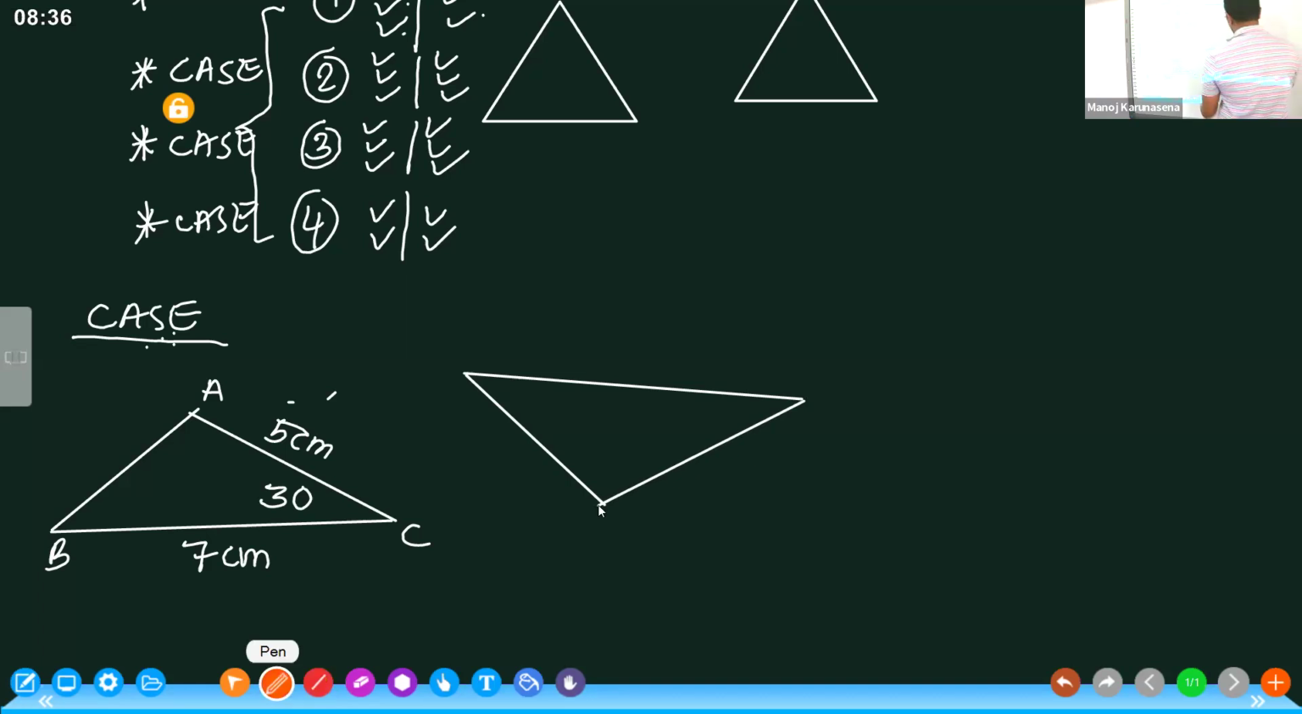Draw another triangle PQR. Measure 7 centimeters. This one 30 degrees. This length 5 centimeters.